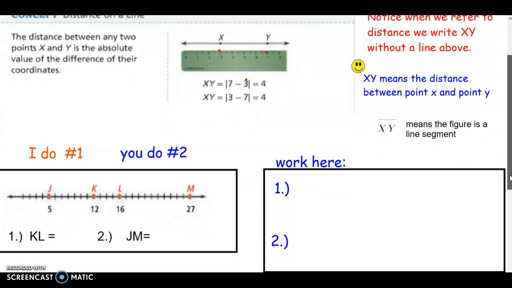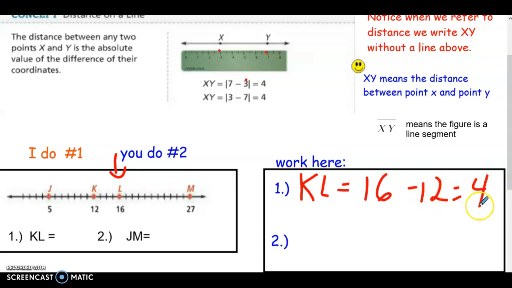Okay, so we're going to practice doing this. I want to find the distance between 2 points, between the point K here and L. So I'm going to do the first one. I want to find the distance from K to L. Now I can pick the biggest number and subtract the smallest, or the smallest and subtract the biggest. It doesn't matter. I like not dealing with negative numbers, so I'm going to pick the biggest number, and I'm going to say L is 16. And I'm going to subtract K, which is 12. Okay, so I just found the distance. The absolute value of that distance is 4.